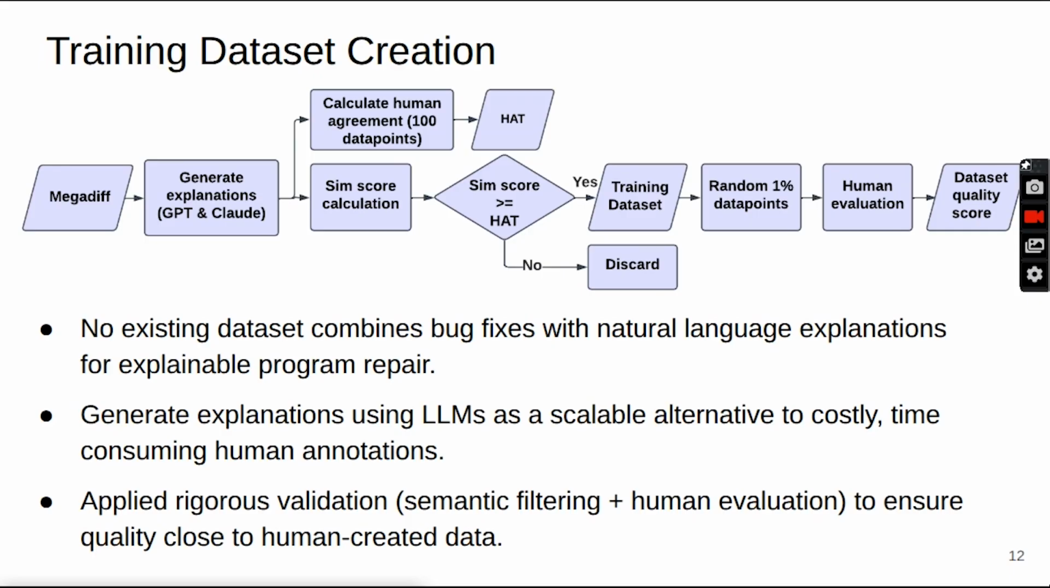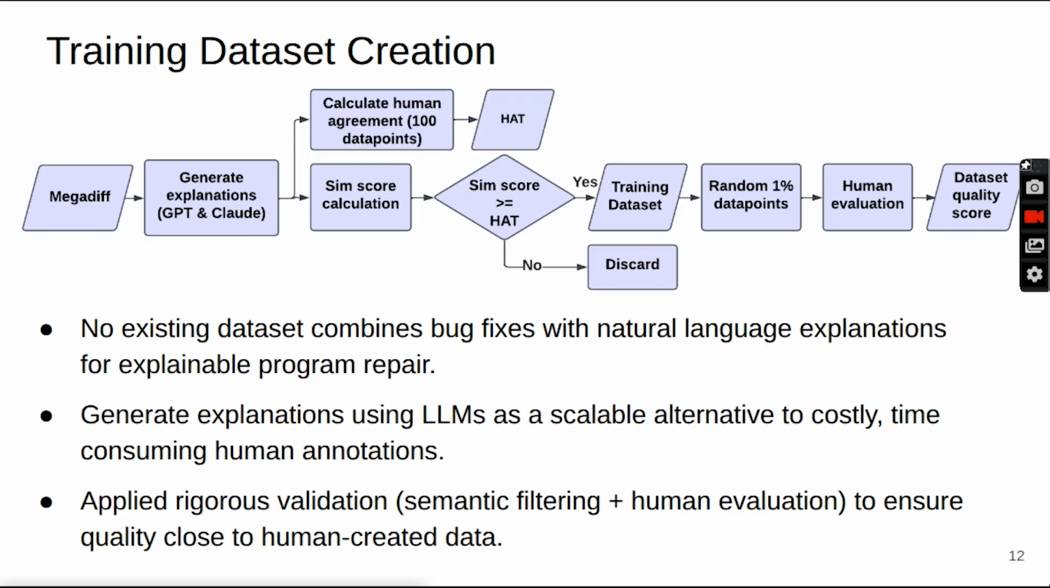As we can see in the diagram, first we select MegaDiff as our source dataset, which contains Java buggy programs and fixes. Then we calculate explanations for each buggy-fix pair from two different LLMs, GPT and Claude. Random 100 data points are chosen and human agreement is calculated based on Likert scale questions by three raters. Semantic similarity calculation is done for all the data points. If the semantic similarity of a data point is above the calculated human agreement threshold, such points are taken to the training dataset and other data points are discarded.